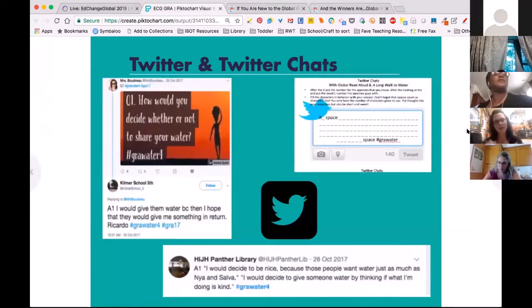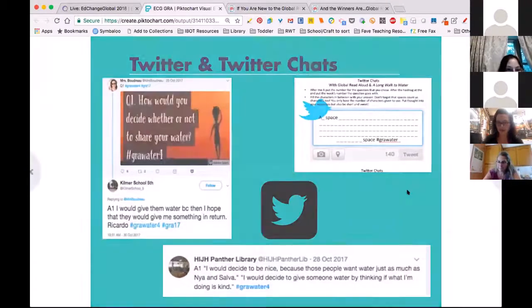Now, clearly you don't need two Twitter accounts to do that. That's just how I decided to do it. I have one for me and one for the library. The kids don't care about my PD stuff, so I keep the two separate. And then this is just the template I used when the kids were looking at it.